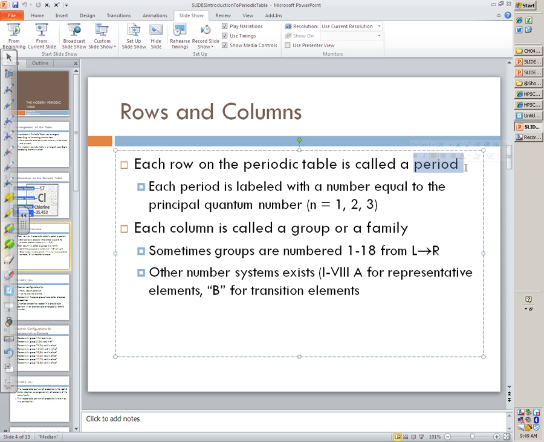But then each column can go by one of two names, either a group or a family. It really doesn't matter what you call them, they are equivalent. As far as identifying and distinguishing those rows and columns, we have a numbering system. The rows, the periods, are numbered just by increasing principal quantum number, and we'll see that a little bit as we go along more today. Then columns, we just start on the left-hand side, start at 1, order them numerically across to 18.